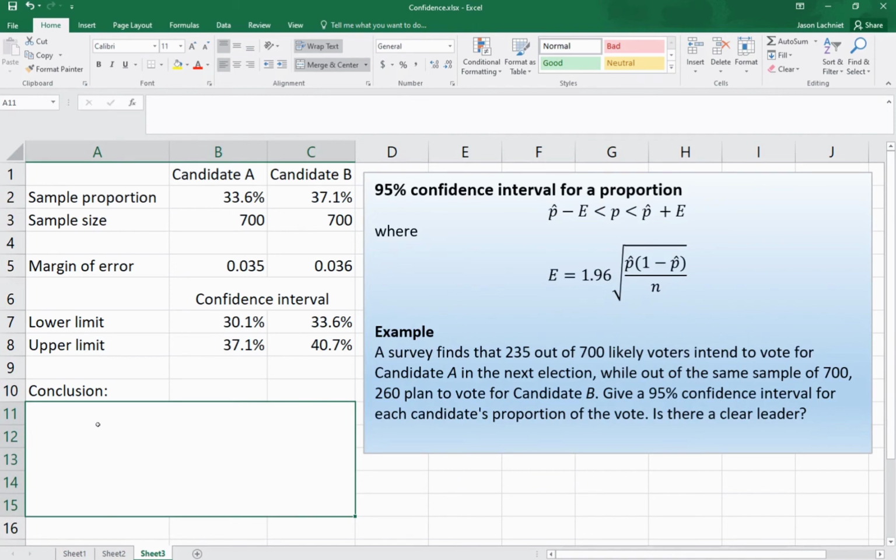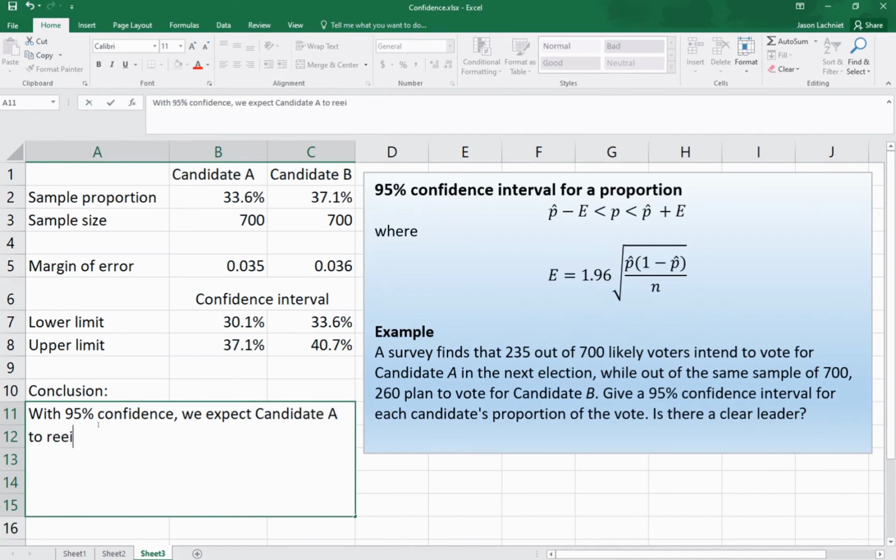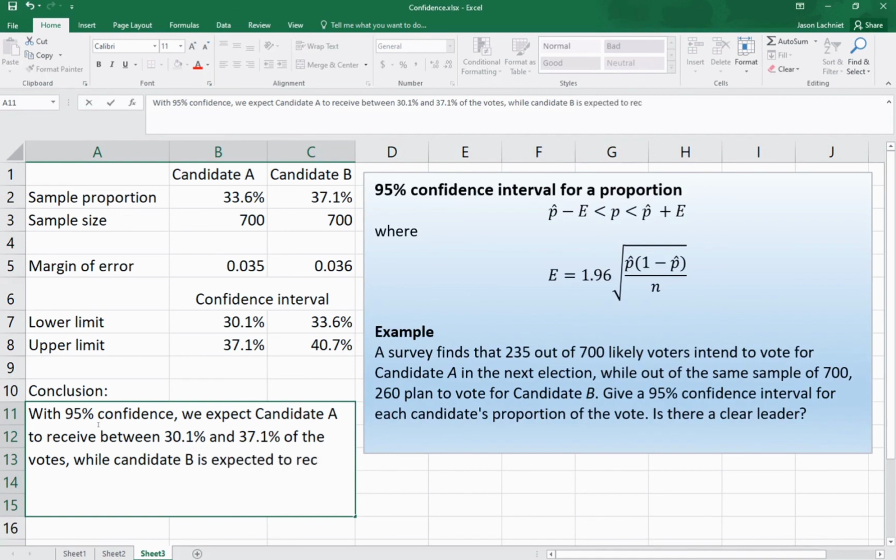Let's state a final conclusion about these confidence intervals. With 95% confidence, we expect candidate A to receive between 30.1% and 37.1% of the vote, while candidate B is expected to receive between 33.6% and 40.7% of the vote.